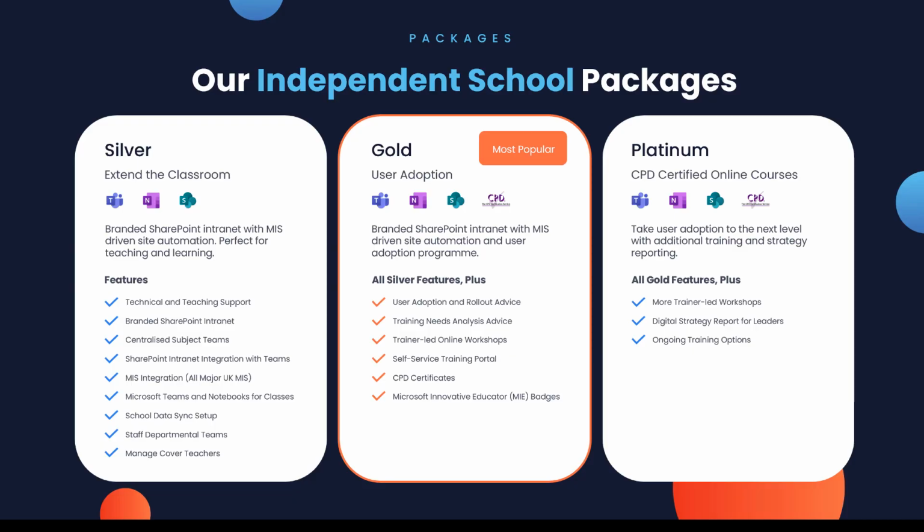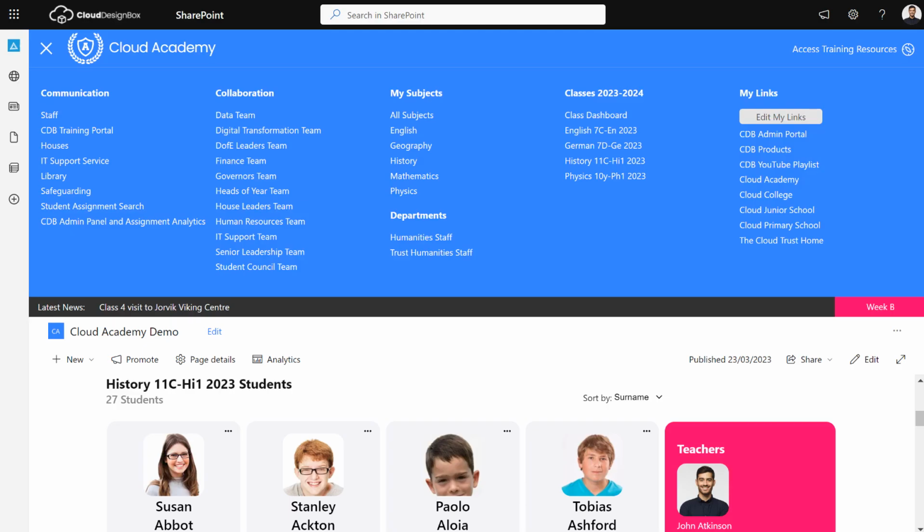So just looking at the packages that we offer, everything I've showed you today is in all of the packages that we provide. The only difference is the user adoption and the training aspects. So with Gold and Platinum, we provide trainer-led online workshops for your staff where they get an instructor in small groups to help them do some tasks. They've got a course to go through and they get their Microsoft Learn badges and their CPD certificates for attending those. There's also a self-service training portal that comes with Gold and Platinum.